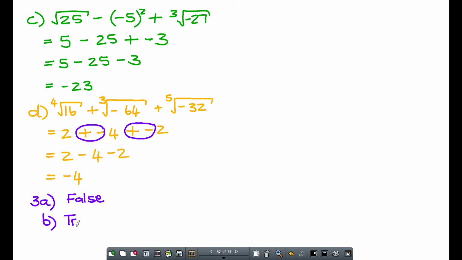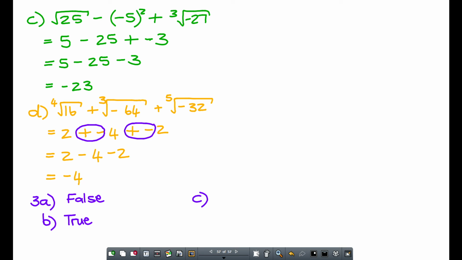B will be true, because square root of 4 will be 2. Square root of 9 will be 3, and 2 times 3 gives me 6. And on the right hand side, I had square root of 36, and that is also 6. So it is the same thing. Okay, C.